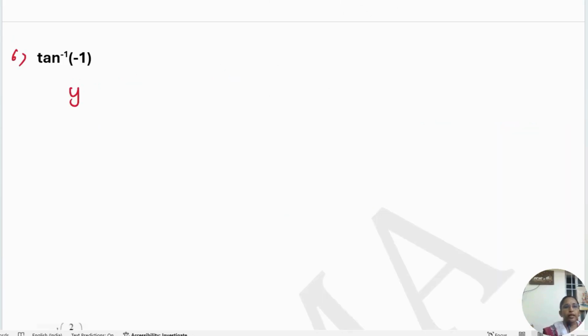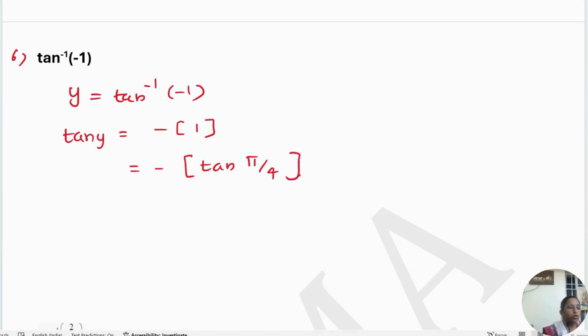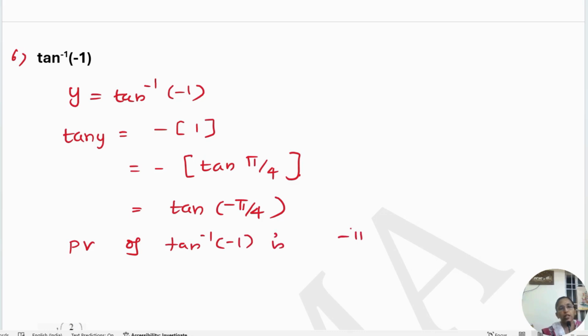Next question, tan inverse of minus 1. So tan y is equal to minus 1. So the 1 is nothing but tan 45, so pi by 4. So tan of minus theta is equal to minus tan theta. So this can be written as tan of minus pi by 4. And our principal branch value for tan inverse is minus pi by 2 to plus pi by 2. Since it falls within this range, the principal value of tan inverse of minus 1 is minus pi by 4.